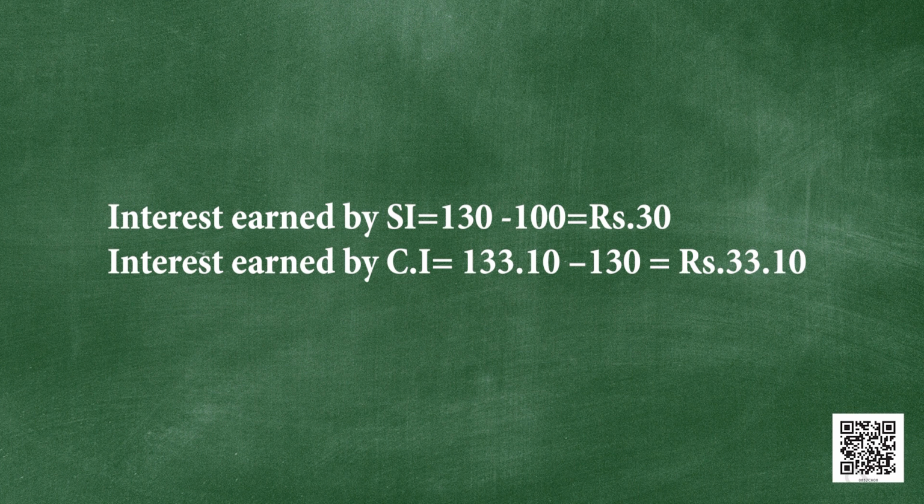Note that in 3 years, rupees 130 minus rupees 100, that is rupees 30 interest, is earned by simple interest, and rupees 133.10 minus rupees 100, that is rupees 33.10 interest, is earned by compound interest. One should observe that every year the principal remains the same under simple interest, while it changes year after year under compound interest.